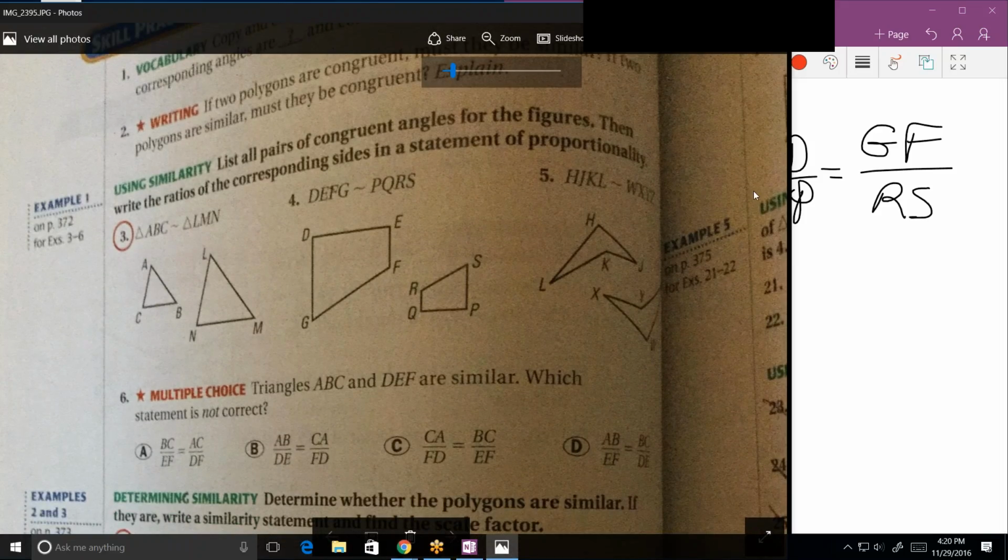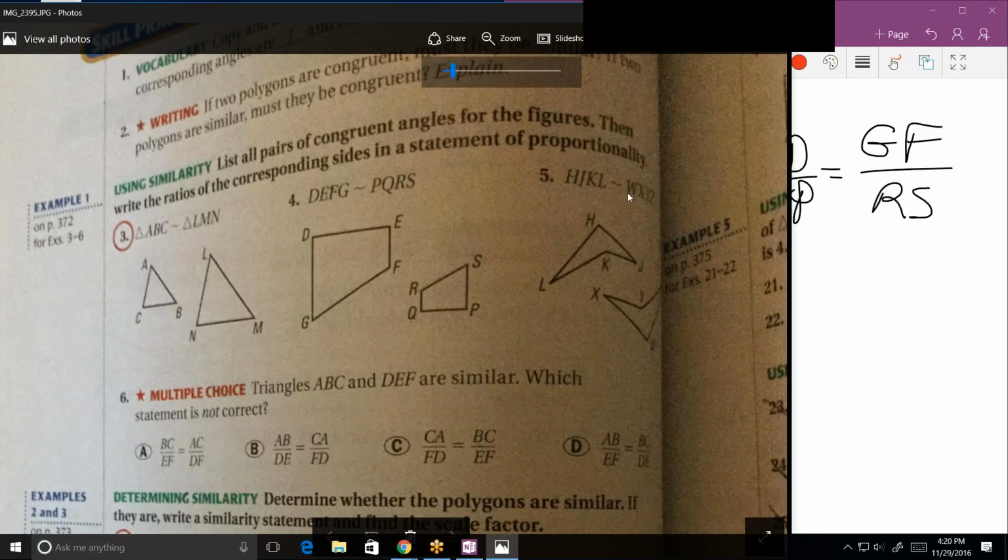I can make out number 5 enough, I believe. Again, it's not really necessary. At some point, you're going to be forced to figure out which angles are congruent by looking at the figures. But as long as they make it easy for you by labeling it, we know H has to be congruent to W, right?